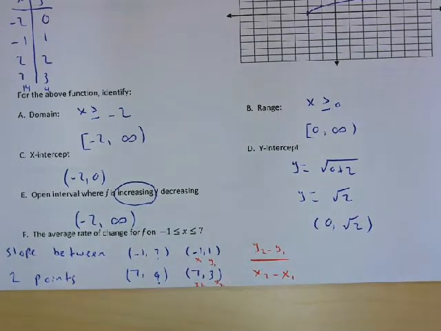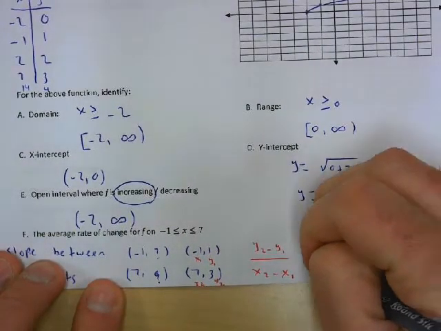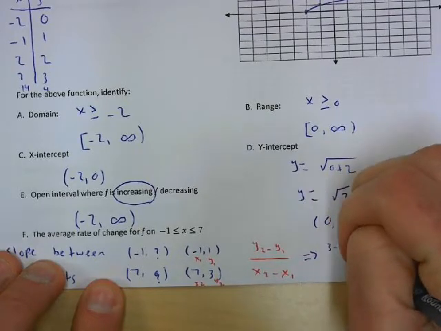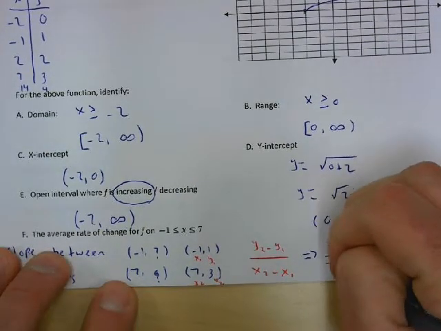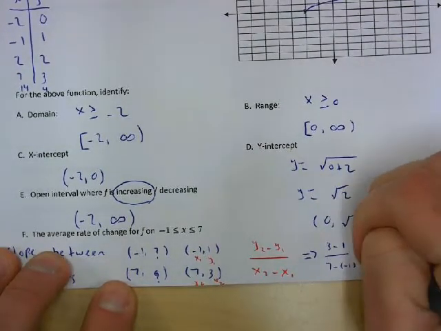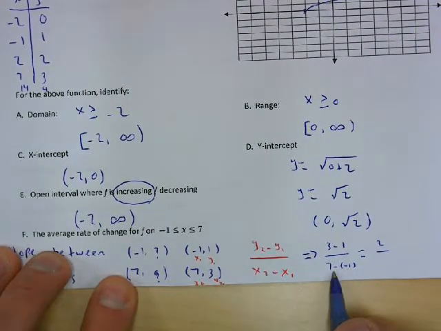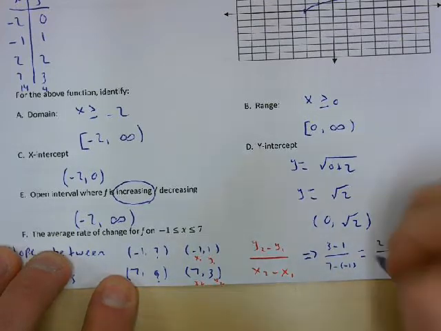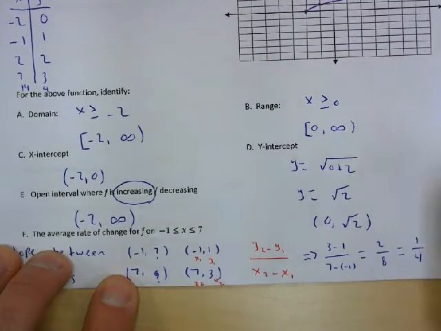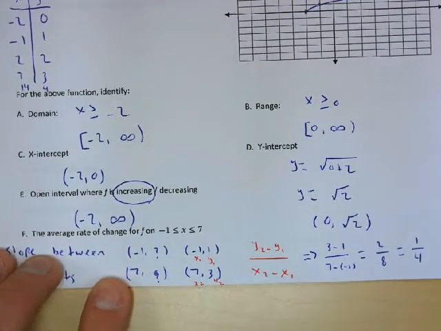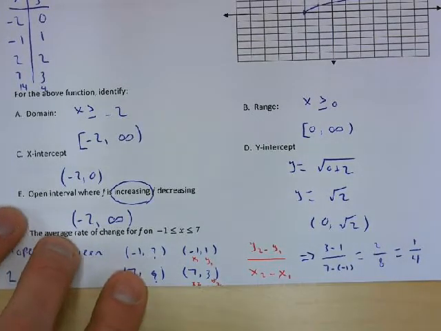Okay, and then when we plug those in, y2 minus y1 is going to be 3 minus 1 on top over x2 minus x1 is 7 minus -1. Simplify that, 3 minus 1 we get 2 over 7 minus -1, so the opposite of a negative would be plus, so 7 plus 1 we get 8. And then that reduces to 1 over 4. Okay, so then the average rate of change is 1 over 4. It means we're going up 1 and over 4 on average between those 2 points.